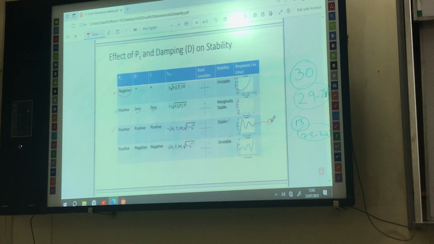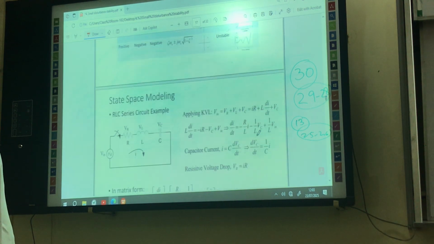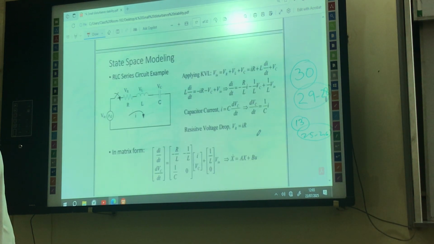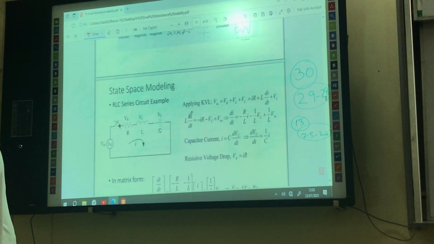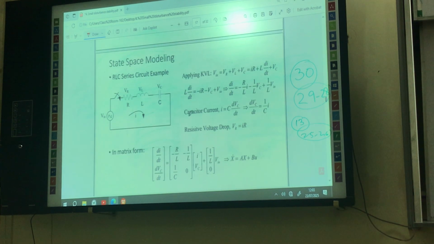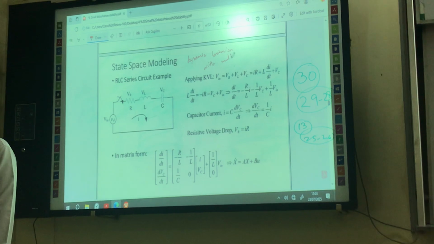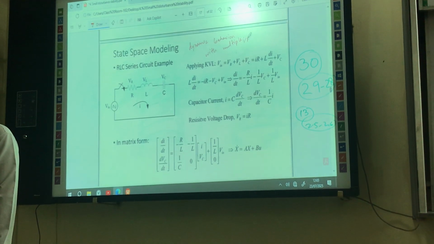So how will you find this value? You have to get some mathematical formulation, right? That's why we will now apply the inverse Laplace transform. But before that, we have to learn a new topic that is called the state space model. Why? Because this model gives us the dynamic behavior or response of the system, that is with multiple inputs and outputs. Okay?